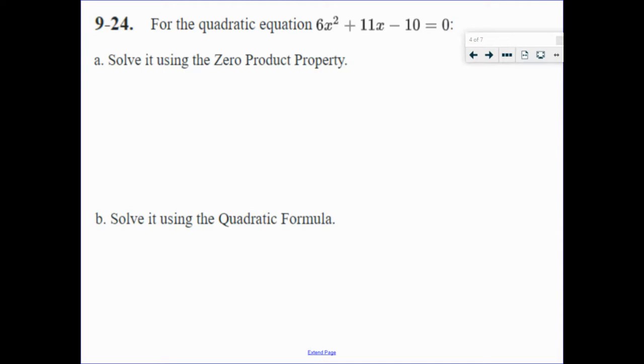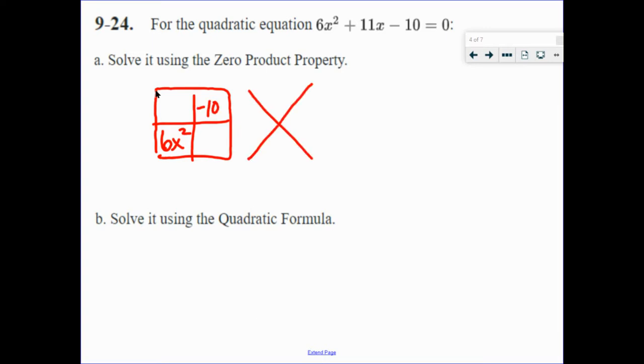So 924. We are given the equation 6x squared plus 11x minus 10. First step, we're going to solve it using the zero product property. So we're going to do 924 together. Using the zero product property, we're going to make our generic rectangle. We have 6x squared down here, and then we have our negative 10 up here. Classic diamond problem, we should have negative 60x squared up here and 11x down here.